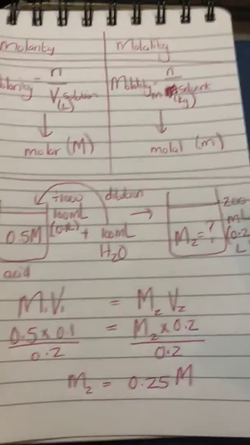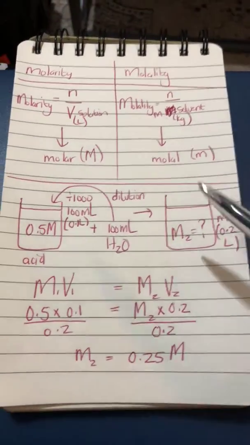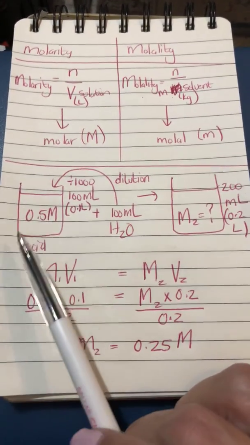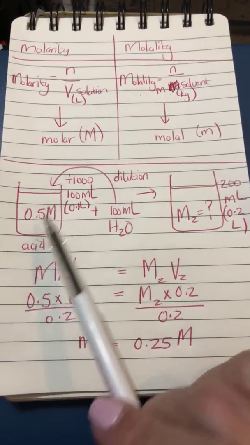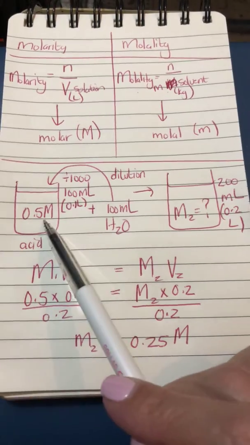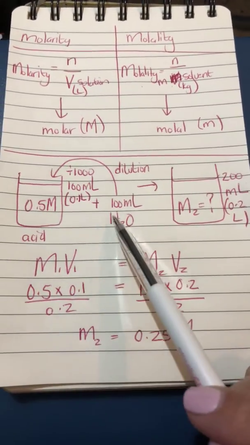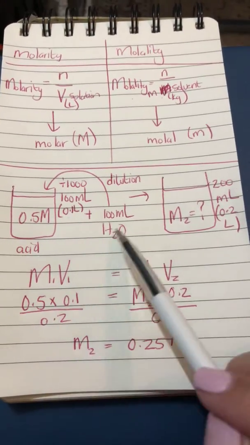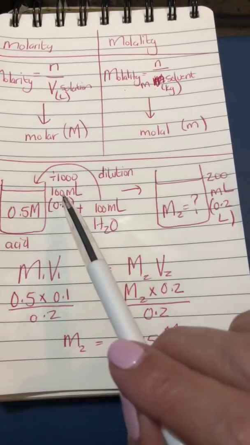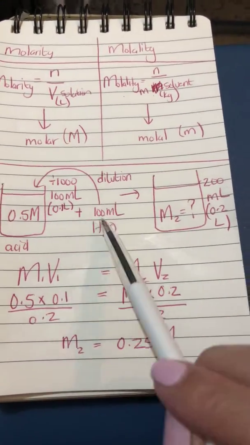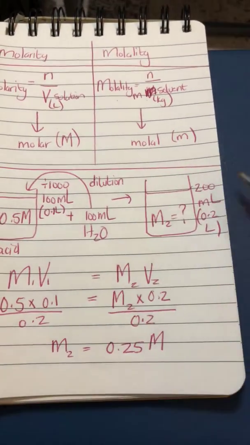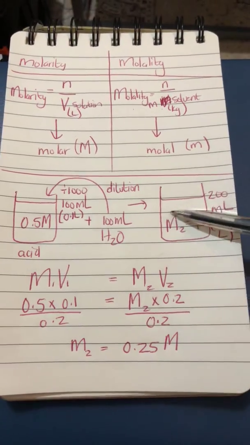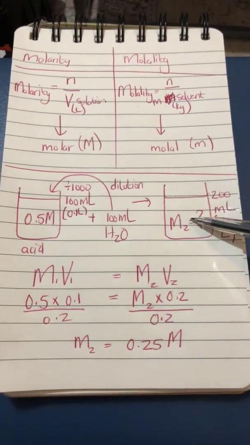Right, then we also looked at dilution. If you have a solution like an acid with 0.5 molar, and you have a 100 ml solution, you add to it another 100 milliliters of water, you are diluting it. So when you dilute it, it means your volume now changes from 100 milliliters to 200 milliliters because you added 100 milliliters of water.